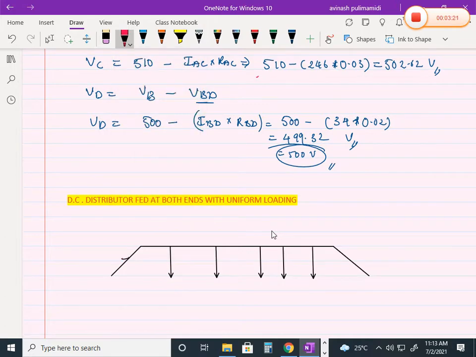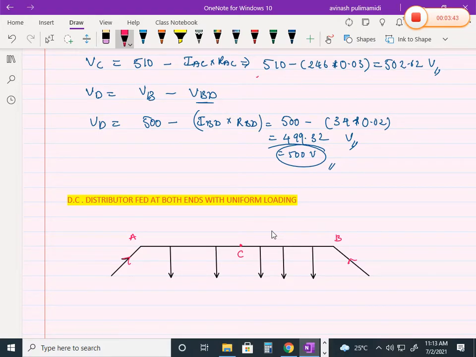So distributor fed at both ends. This is the one way of direction feeding here. Let us take this one as A, this one will be B. Students, can you hear me? So let us take the midpoint of the conductor. Let us take the midpoint of the conductor as C.